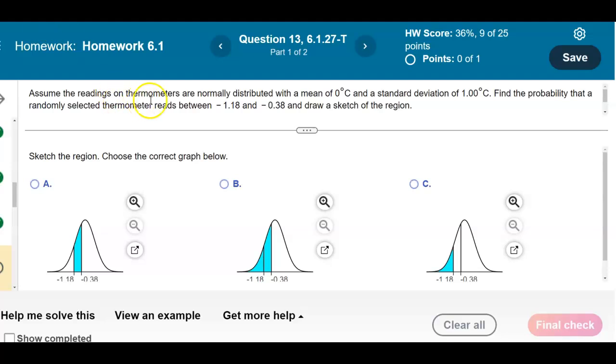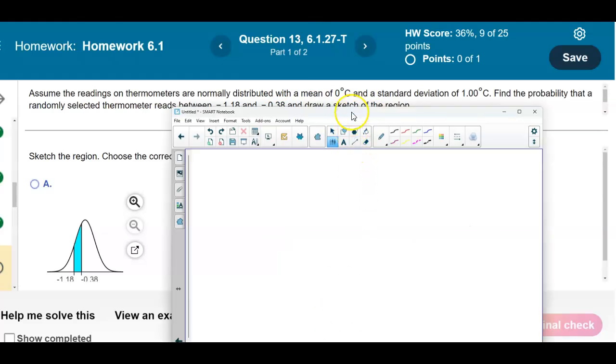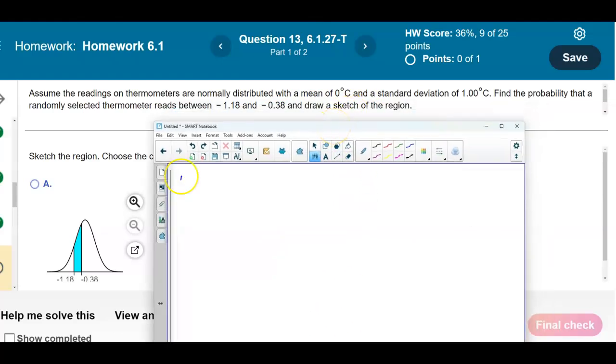Assume the readings on thermometers are normally distributed with a mean of 0 degrees Celsius and a standard deviation of 1.00 degrees Celsius. Find the probability that a randomly selected thermometer reads between negative 1.18 and negative 0.38, and then draw a sketch of the region. So let's go ahead and do that. We're going to draw the sketch of the region first.